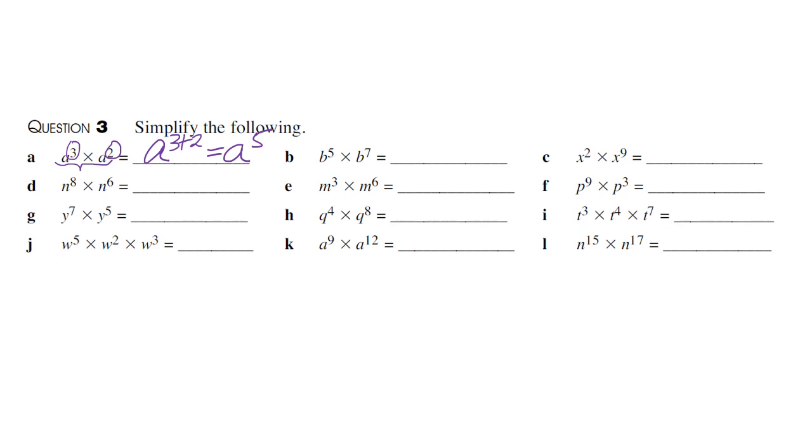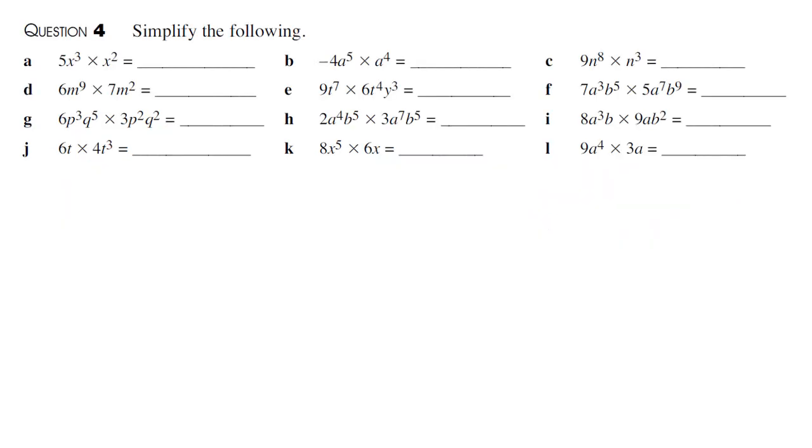What about, let's look at I. What would my answer be? So I'm multiplying these three terms together. Do I have the same base? Yes, I do. The base is t. So all I need to do is add the 3 powers together. 3 plus 4 plus 7. So what would my answer be? 3 plus 4 is 7. 7 plus 7 is 14. So your answer would be t to the power of 14. I will let you do the rest.